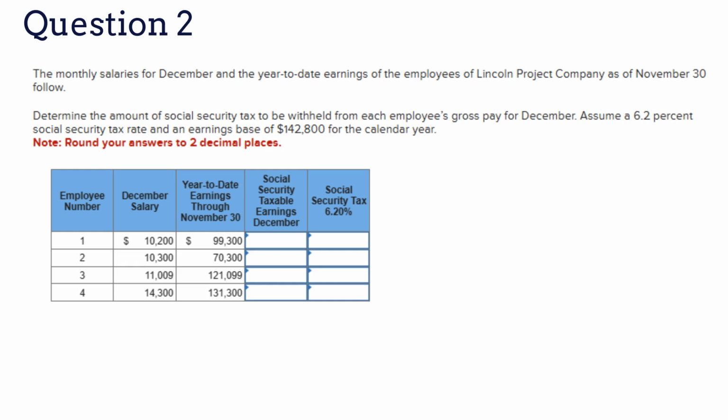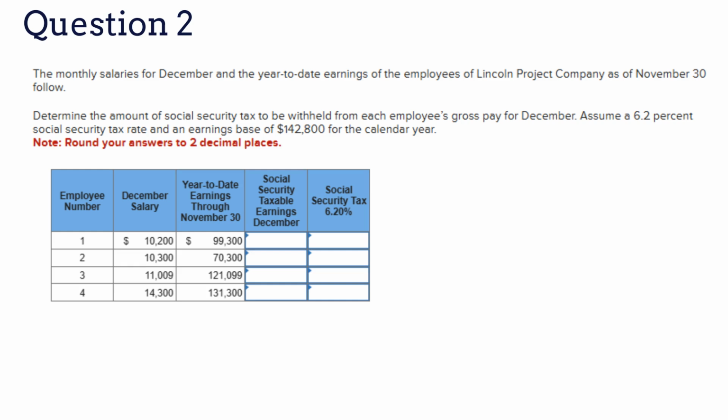For question number 2, we have the Lincoln Project Company with the salaries for December as well as the year-to-date earnings through November. Your task is to calculate the Social Security taxable earnings for December as well as the Social Security tax. For this exercise, the maximum Social Security wages are $142,800 per year. Looking at the table, there is only one employee whose combined November year-to-date and December wages exceed the amount of $142,800. Let's complete the first employee together.